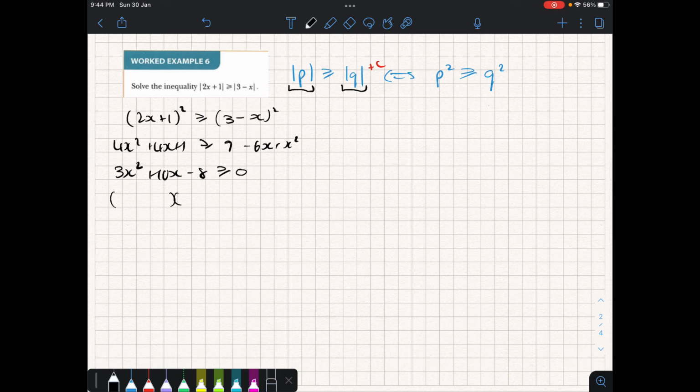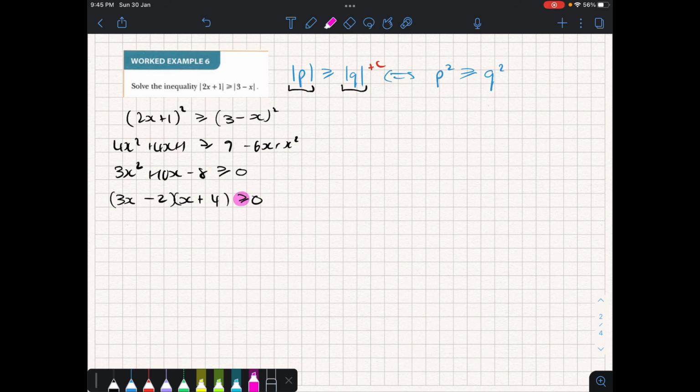So fortunately 3 only has two factors, 3 and 1. And now we need to consider values for 8 that would give us 10. 2 and 4, so I think we can go 12 minus 2. Now we can't find solutions here because we're not being asked to solve an equation, we're being asked to solve an inequality. So we're being asked to solve where this inequality is greater than 0.